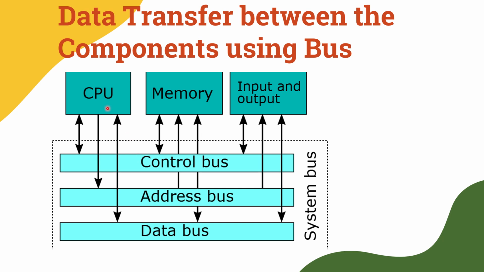So this is how the data or the address is transferred between the different components of the computer system.